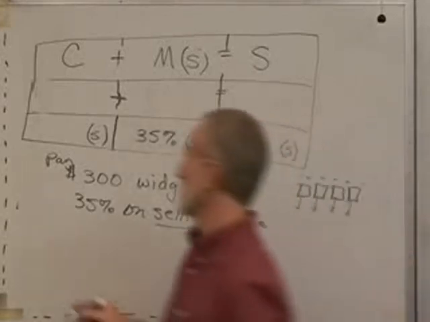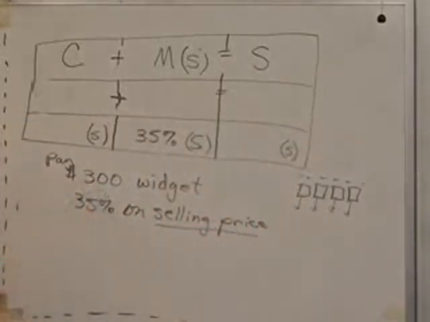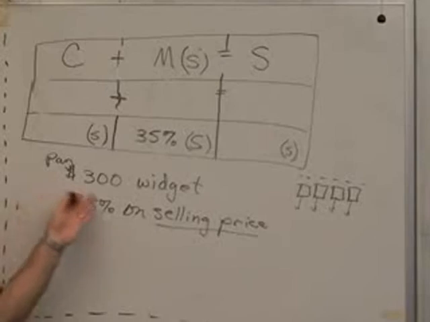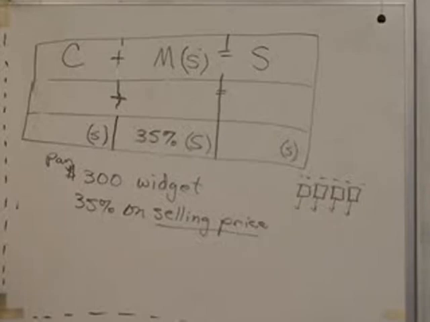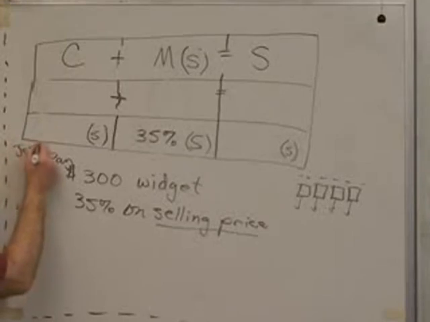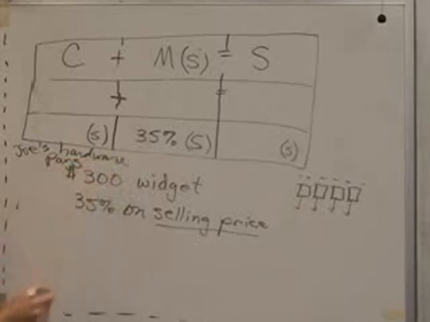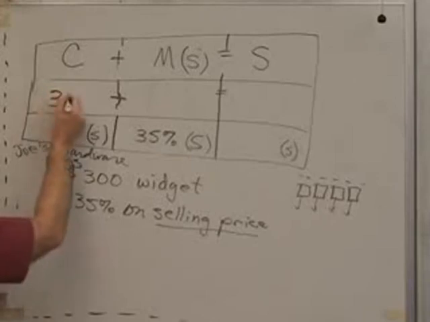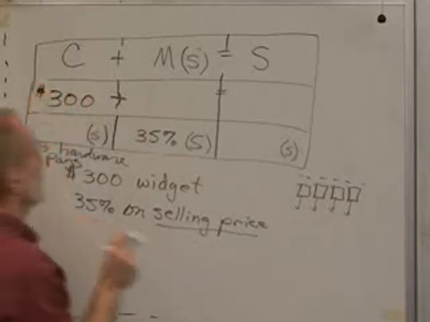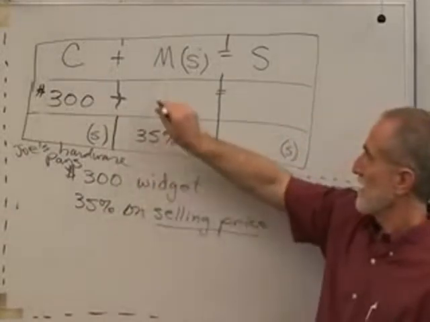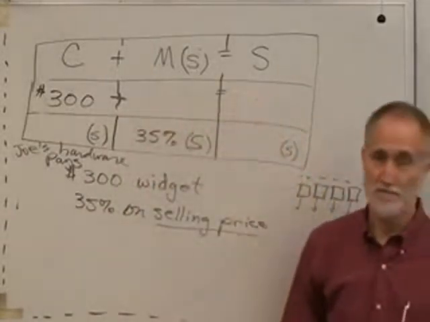Now let's see how the numbers work. Does this 300, is that the cost, the margin, or the selling price? If that's what I, the retailer, paid for that widget, it's the cost. Don't sell it for more than you paid, right? If Joe's Hardware pays $300 for this widget, that's going to be Joe's cost on it. Okay? So the $300 goes here, and now we're trying to find how much his margin is and what he's going to sell it for.